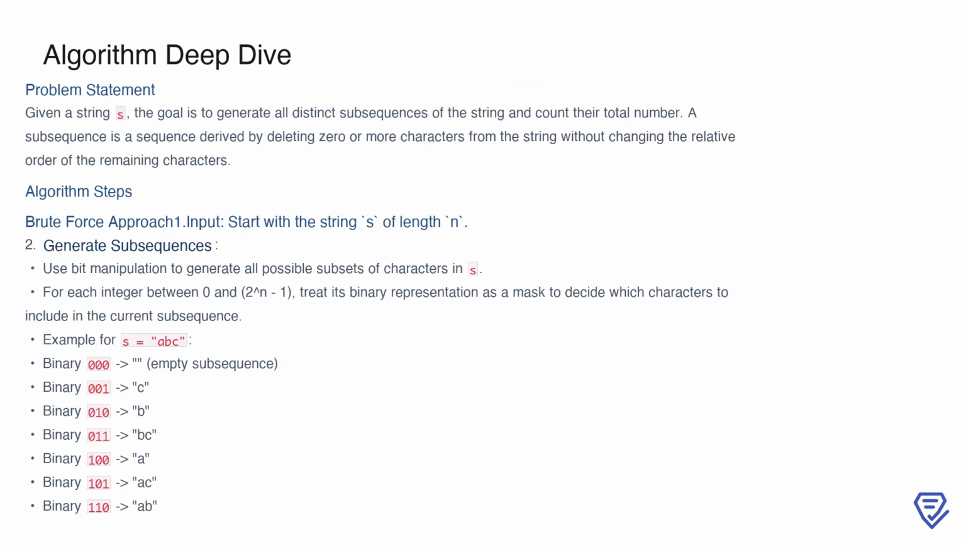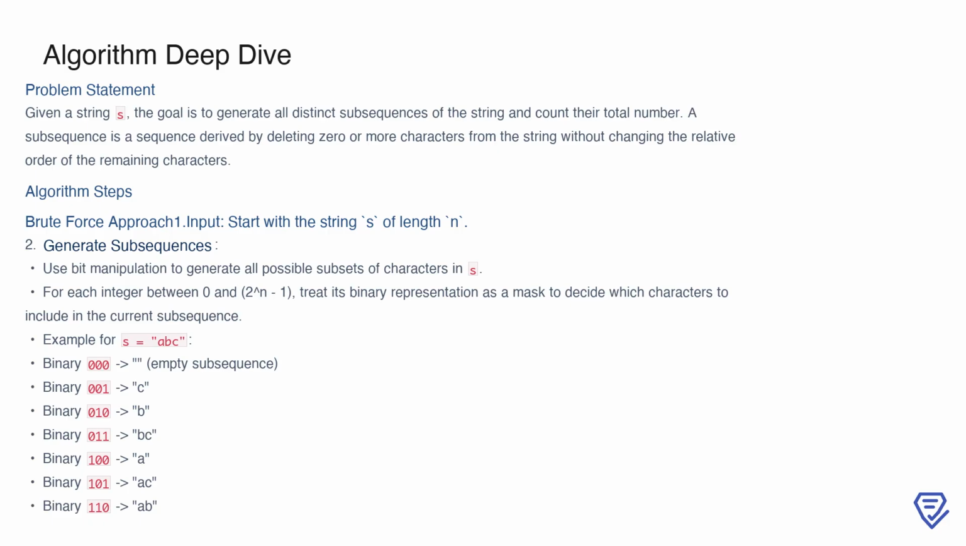The problem is to count all distinct subsequences of a given string S. A subsequence is formed by deleting any number of characters from the string, while maintaining the relative order of the remaining characters. For example, if S is ABC, subsequences like BC and ABC are valid.